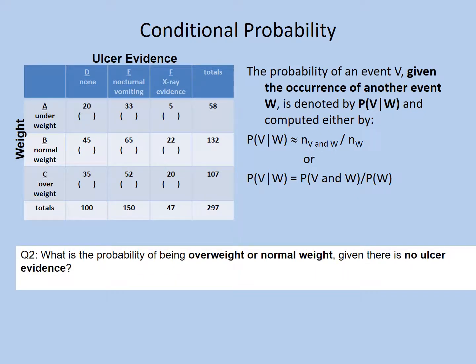As a second question, we now ask, what is the probability of being overweight or normal weight given there is no ulcer evidence?